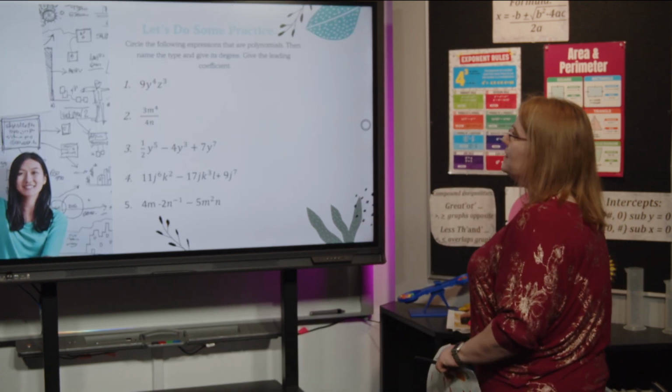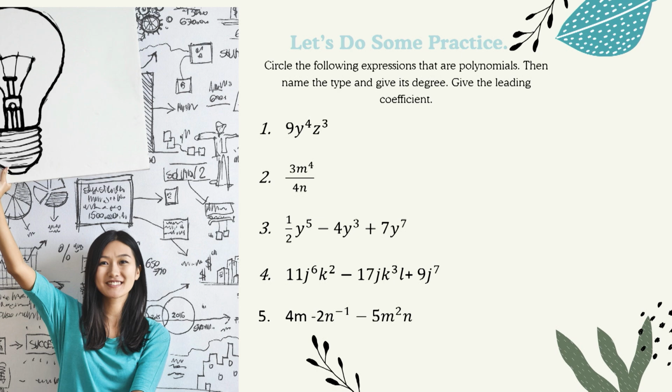So here we go. Let's do some practice. It says first, circle the following expressions that are polynomials. So we're going to circle the polynomials. Then we're going to name the type of polynomial. Then I'm going to give its degree. Then I'm going to talk about the leading coefficient.